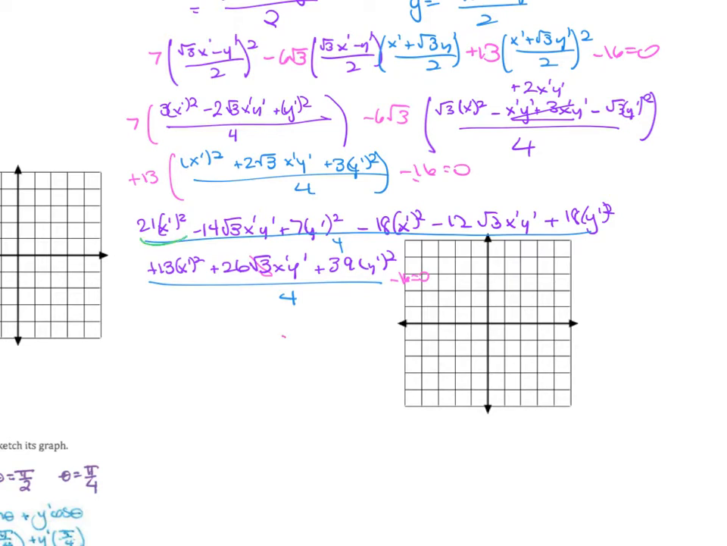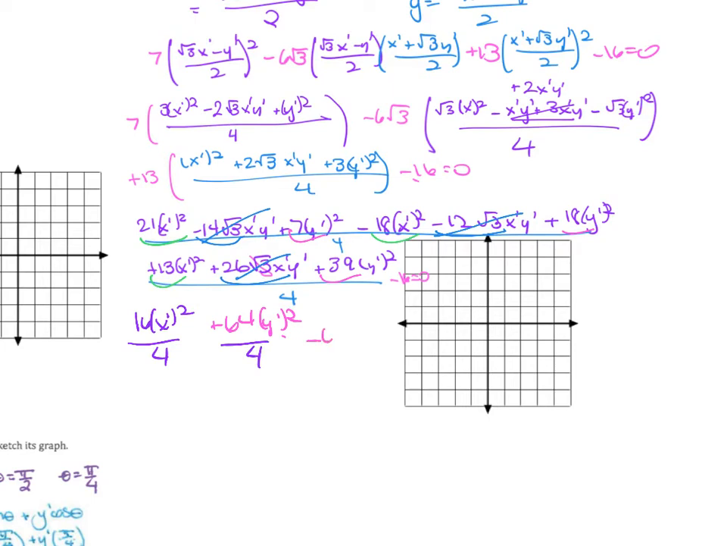We have 21x prime squared minus 18x prime squared plus 13x prime squared. So that all comes to 16x prime squared. Then we have negative 14 minus 12 plus 26. That all goes away. So notice that the x prime, y prime should disappear, and it did. Then we have the last one, which is the y squared, so 7 plus 18 plus 39. That ends up being plus 64y prime squared, and both of those are all over 4.